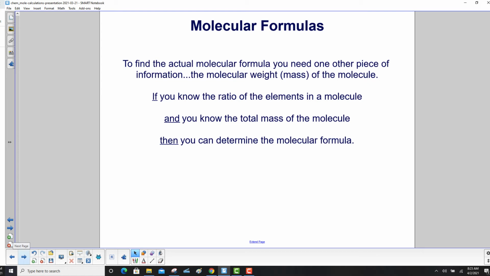To find the actual molecular formula, you need one other piece of information. That is the molecular weight, or the mass, molecular weight, molecular mass, of the molecule. If you know the ratio of the atoms in a molecule, and you know the total mass of the molecule, then you can determine the molecular formula.